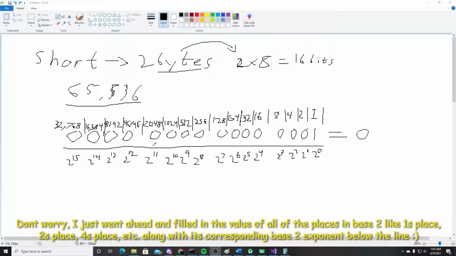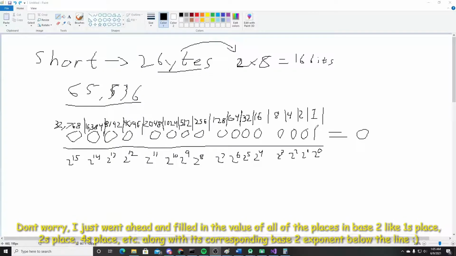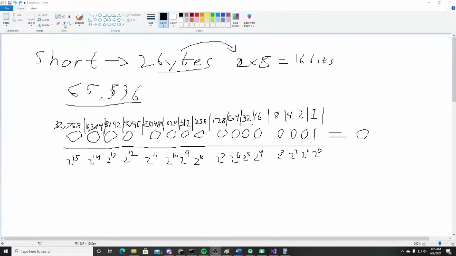So now we return to the question of how we get that shorts can represent 65,536 different values with 16 bits. Well, if we have a 1 in our ones place, we know this is no longer going to be 0. We know this is going to equal 1, because it's going to be 0 plus 0 plus 0 plus 0 plus 0, all the way down to the end until we get to the ones place, and then that's just going to be plus 1.